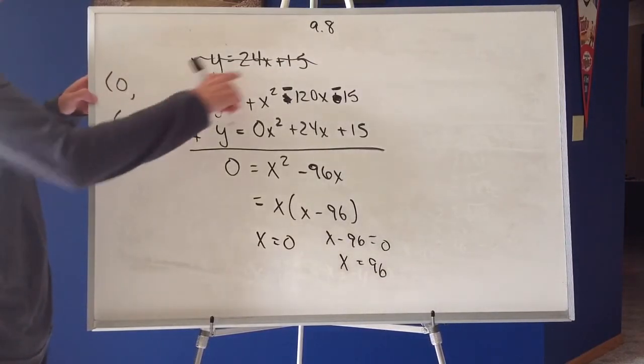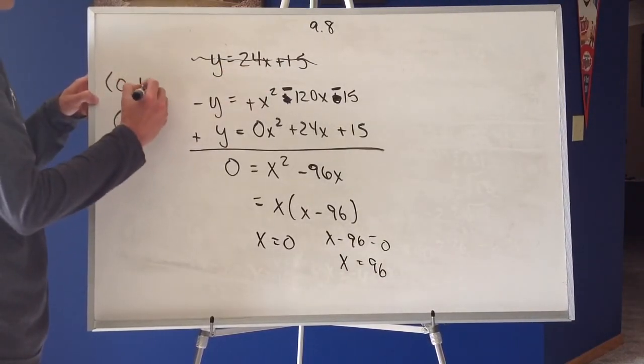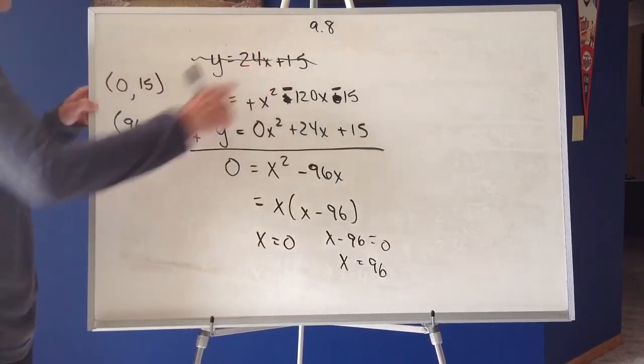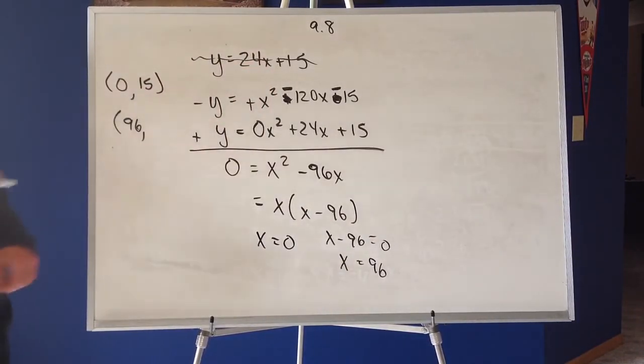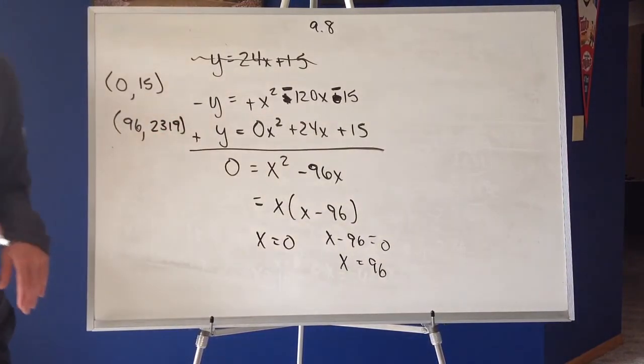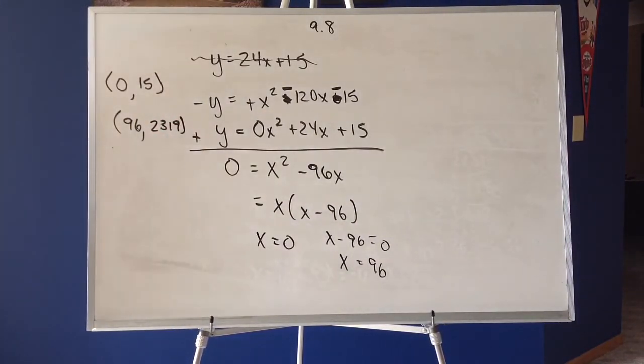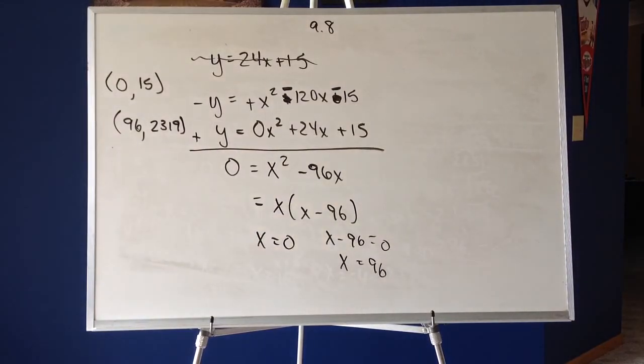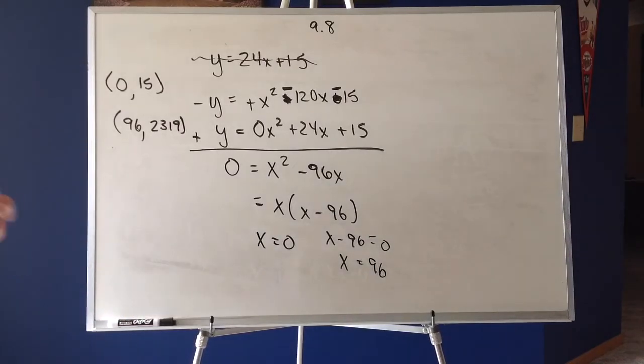So you'd want to plug your 0 back in and end up with 15. Plug the 96 back in and we'll end up with 2,319. So you can see you can get some bigger numbers with these and that's fine. So again, we're just going to focus on the elimination and substitution. You can skip the graphing methods. We aren't going to do those ones.